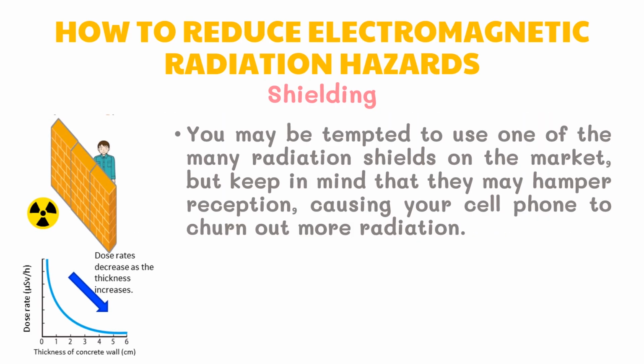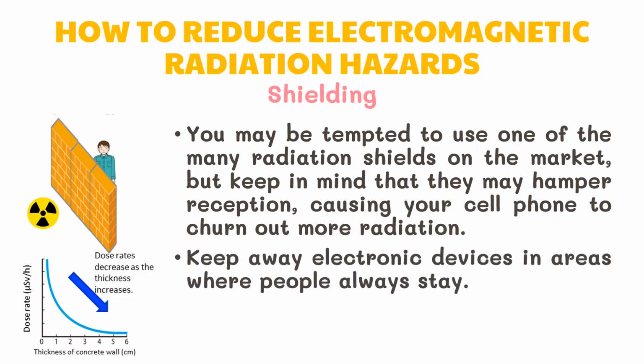You may be tempted to use one of the many radiation shields on the market, but keep in mind that they may hamper reception, causing your cell phone to churn out more radiation. As taught previously, keep electronic devices away from areas where people always stay, especially the bedroom.